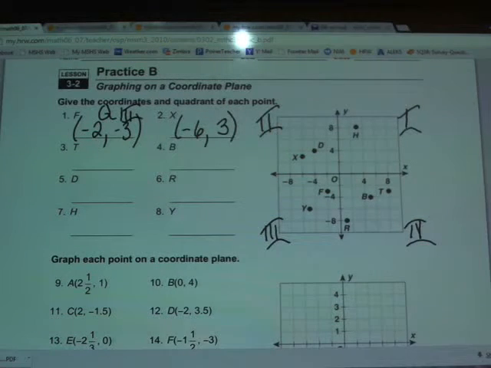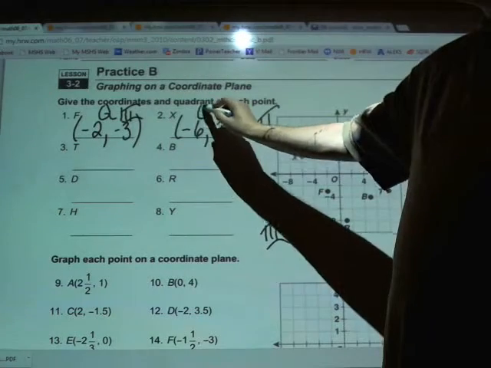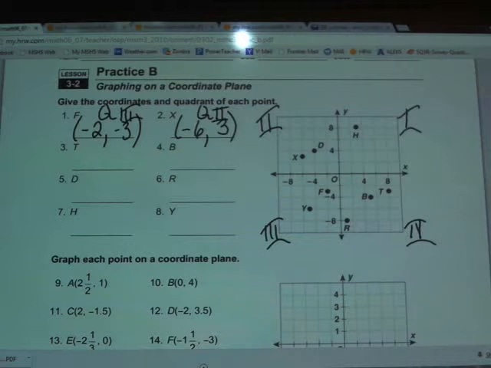And then we're asking what quadrant is that in? Well, since that's in this upper left quadrant, that's quadrant 2. And you'll do the same thing as you go through questions 3 through 8.